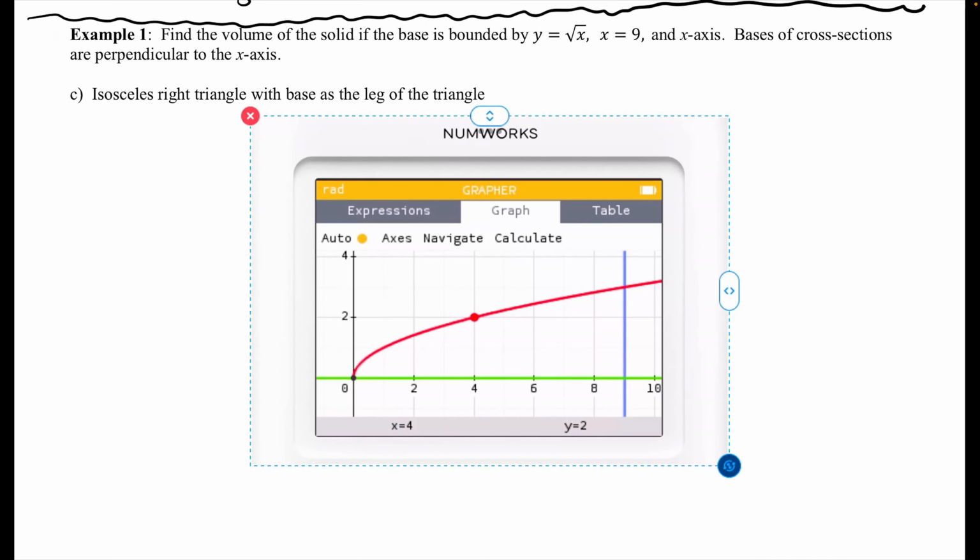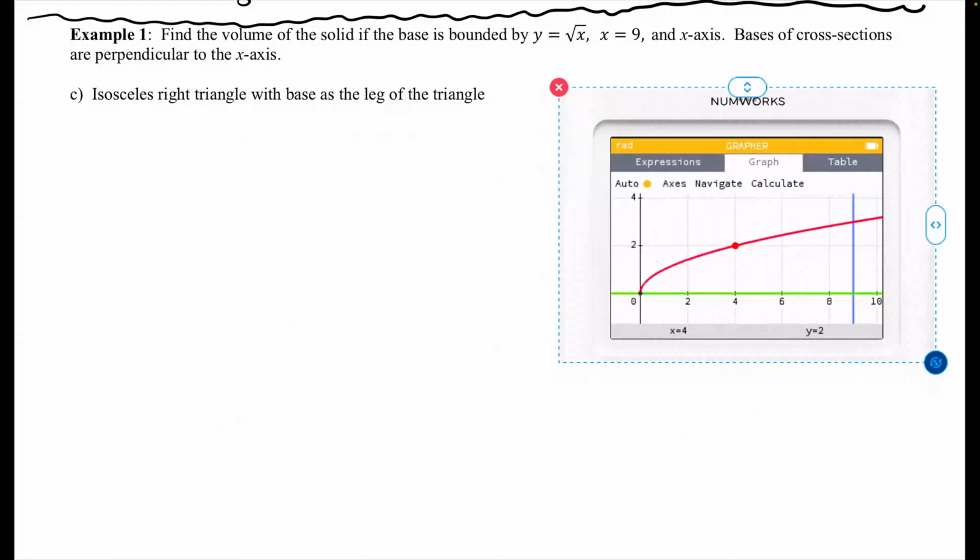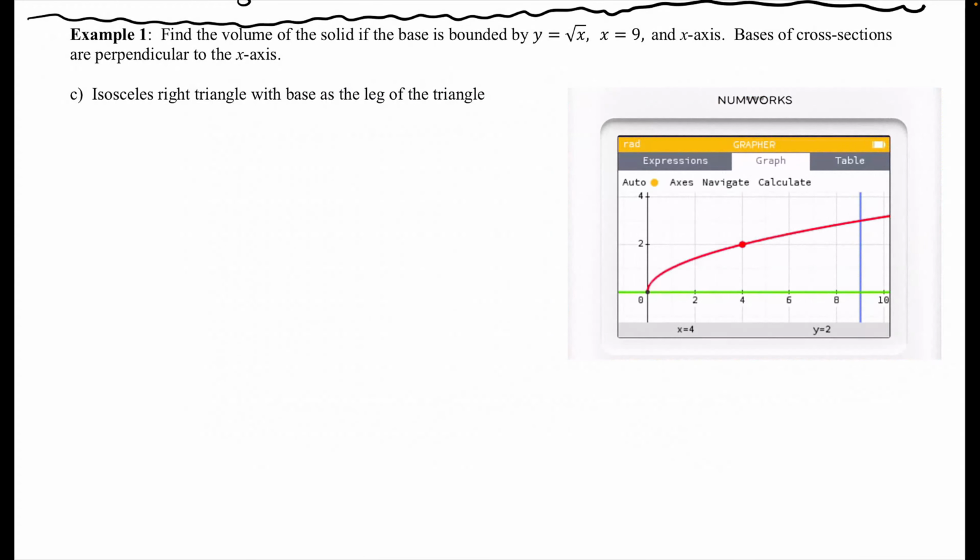The next problem, we change it. So the base means where it's going to sit on top. It's perpendicular to the x, so it's still the x. The base is going to sit here. So one side's going to go up and then kind of come down. So I'll draw you a picture. So isosceles means 2 of the sides are the same.